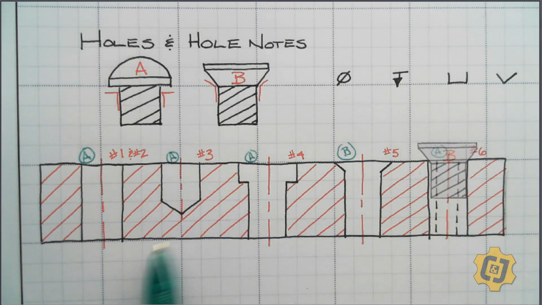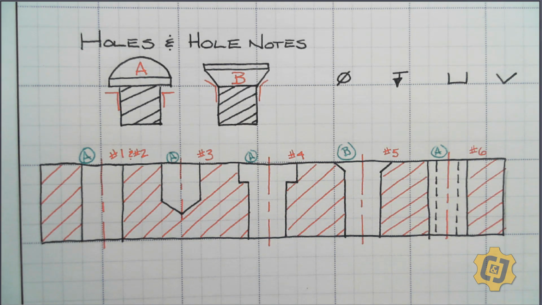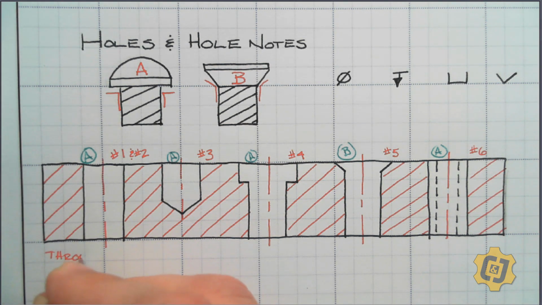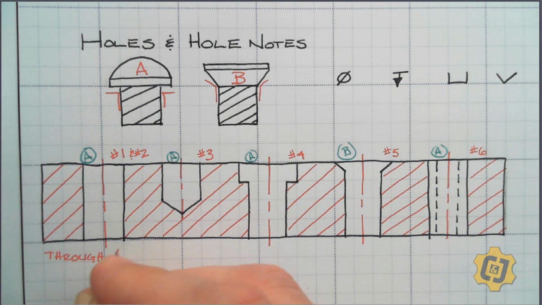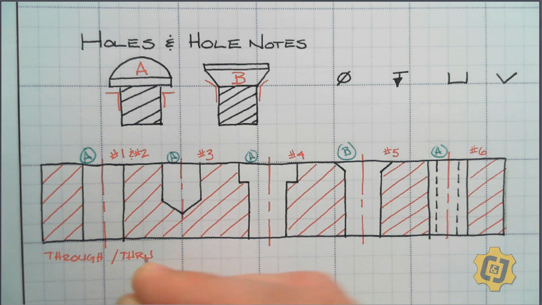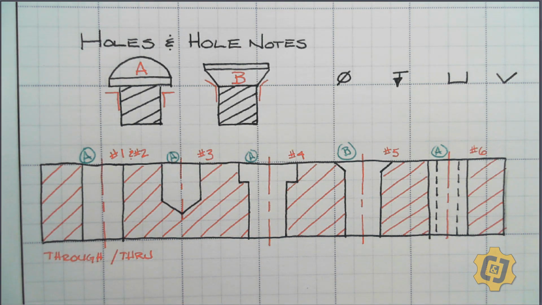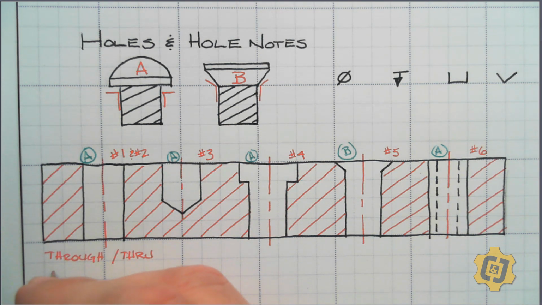So each one of these holes is something just a little bit different or used for a different style. Okay, so let's start looking at their names. The first one, 1 and 2, actually has 2 names. It's a thru, or abbreviated thru, T-H-R-U. Majority of the time, we're just going to call it thru as T-H-R-U. It has another name as well, which is clearance.